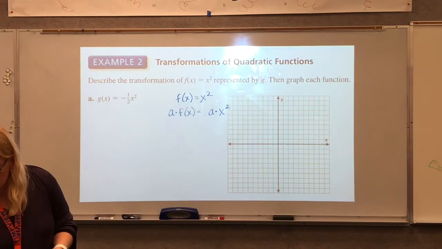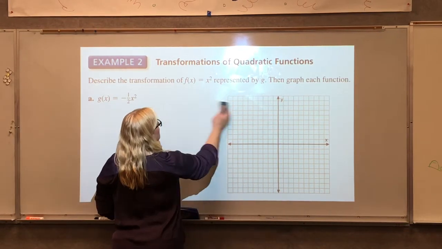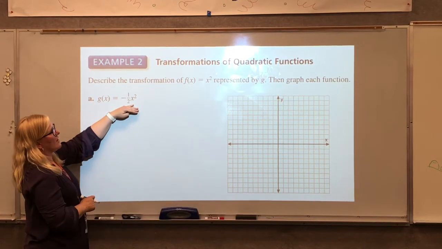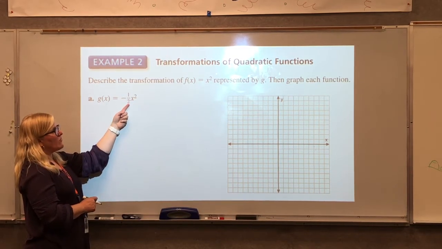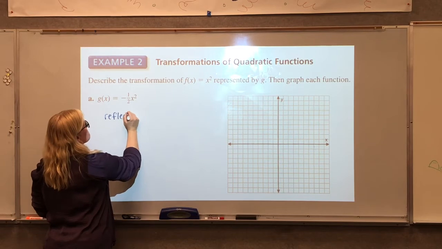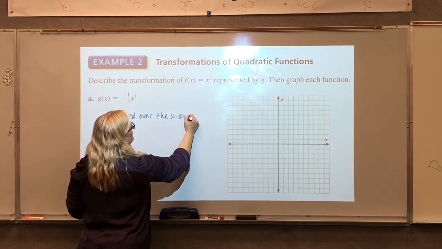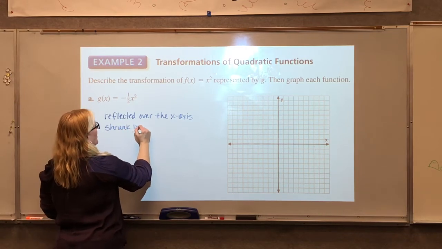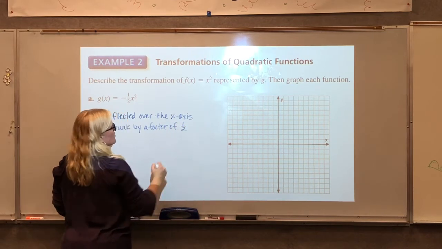All right, so let's look at this. It says describe the transformation of x squared represented by g, then graph each function. Okay, so what is going on here? Well, we've got two things going on. We've got a negative out front, and we also have 1/2. So this is being reflected over the x-axis, and it's also being shrunk by a factor of 1/2.